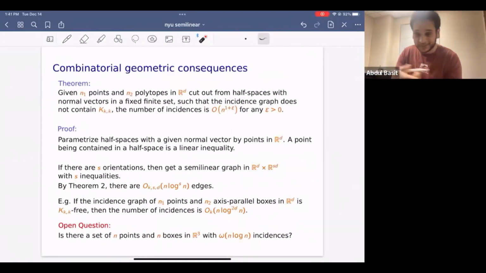Here was the question I was just asking: if there's a set of points and n boxes in R^3, can they have more incidences than n log n? Well, we don't know.